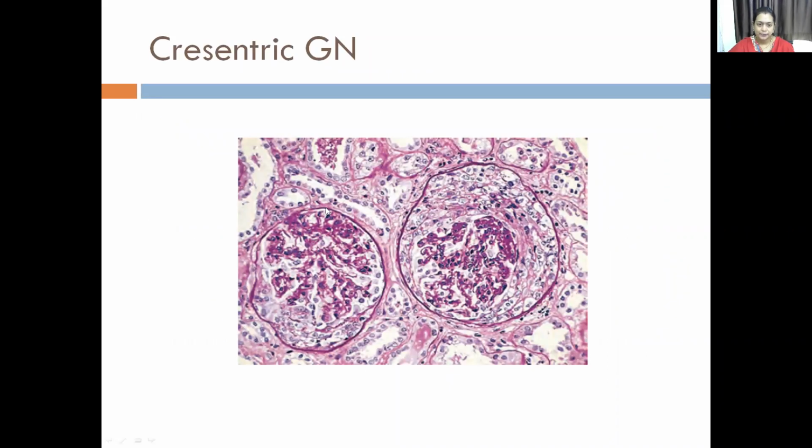Here you can see this periodic acid-Schiff stain. This is the glomerular basement membrane, the glomerulus. Here you can see a crescent, the half-moon shaped one. This is the proliferation of the parietal epithelial cells, which can be associated with neutrophils. You can see a neutrophil here. Again, here is the glomerulus, the basement membrane, and the parietal epithelial cell proliferation in the form of a crescent. That's how you identify crescentic glomerulonephritis under the microscope.